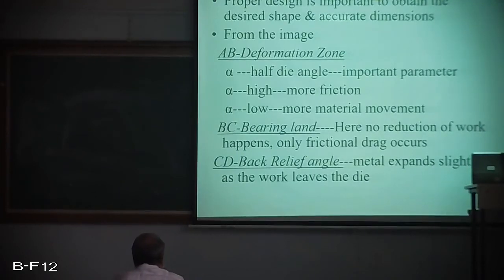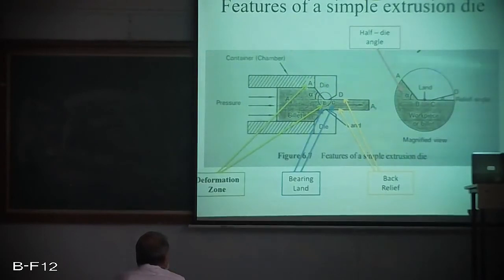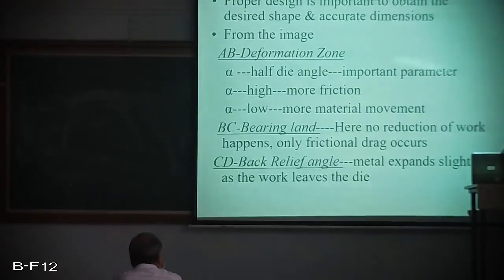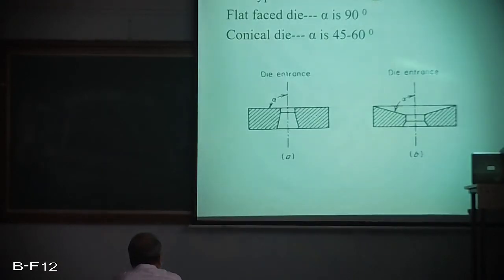So from the image you can see AB is the deformation zone, alpha is the half die angle. If alpha is high, friction will be more; if alpha is low, more material can be extruded. So BC is the bearing land. Here no reduction of work takes place, there is no reduction of the work, okay. It only creates frictional drag. And CD, back relief angle, provides the space for slight expansion while the work is leaving the die. So this is the importance of the die.